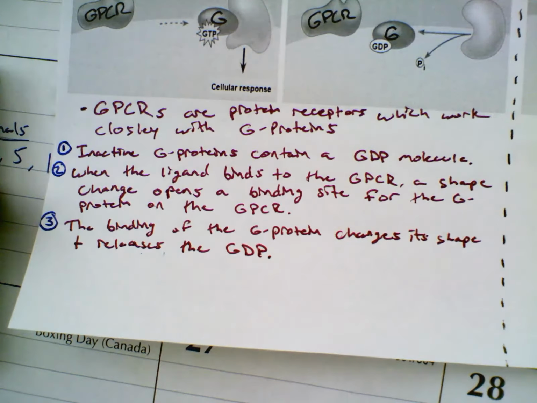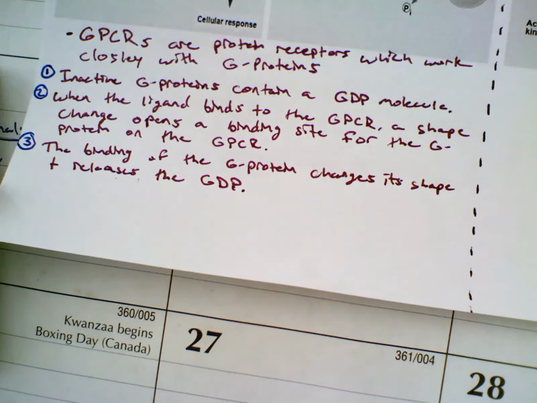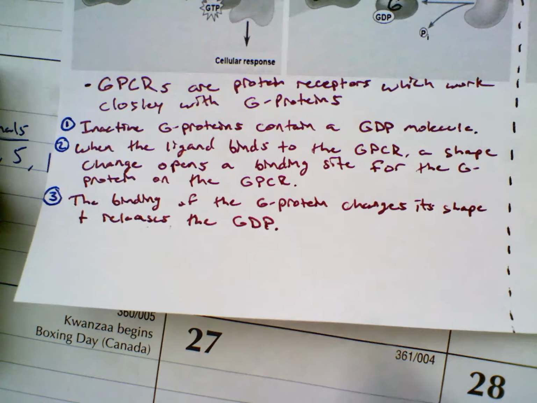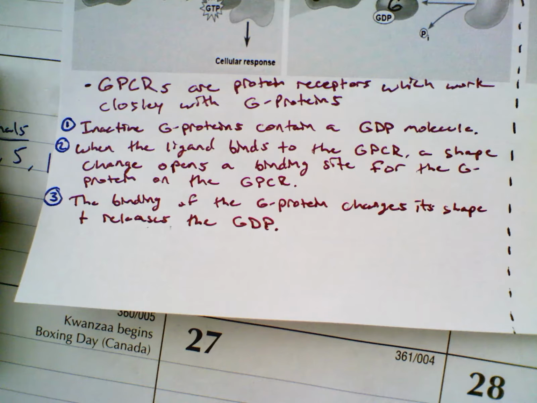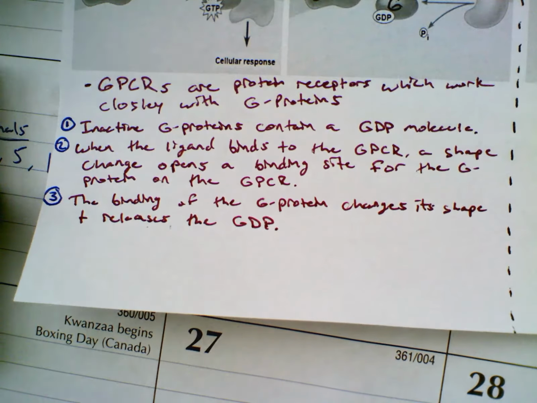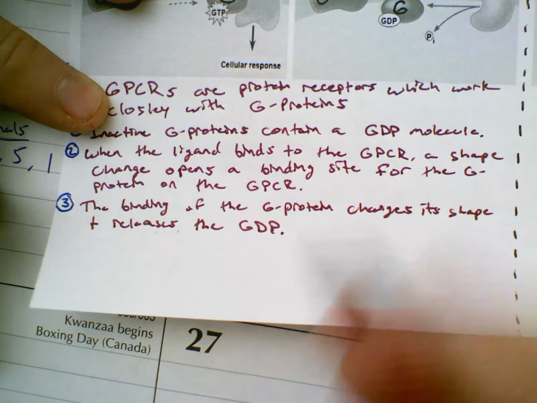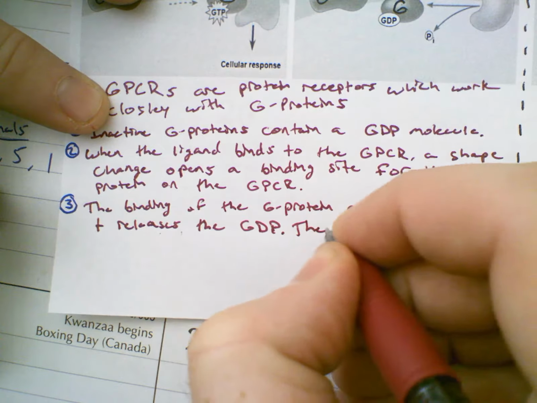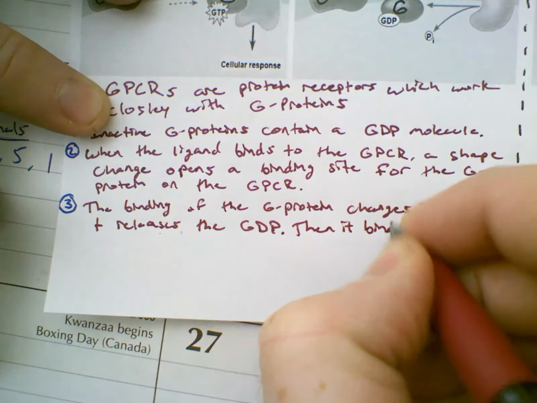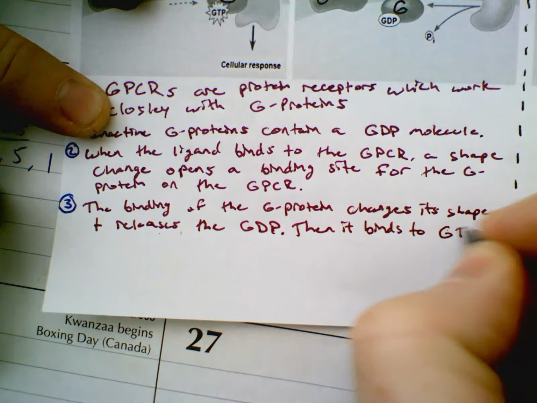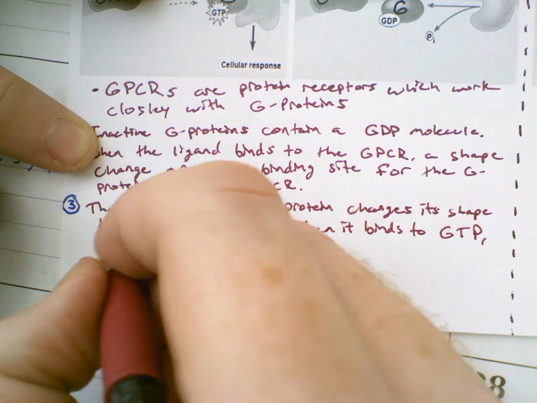When proteins unbind from things, what do they do? They change their shape. And since it has released GDP, the G protein is now going to change its shape once more, which is going to make it want to pick up a GDP or GTP. So many abbreviations. Okay. So it's going to release the GDP. Then it binds to GTP, activating it.